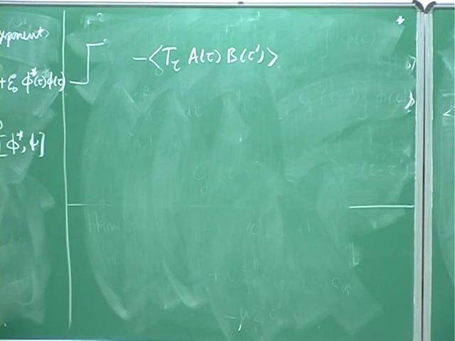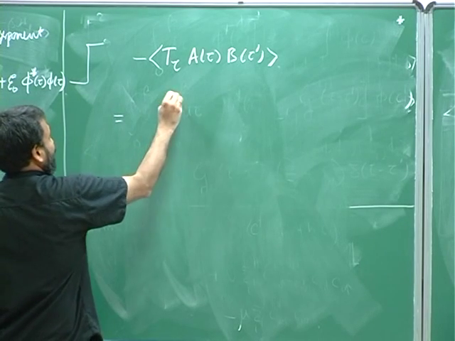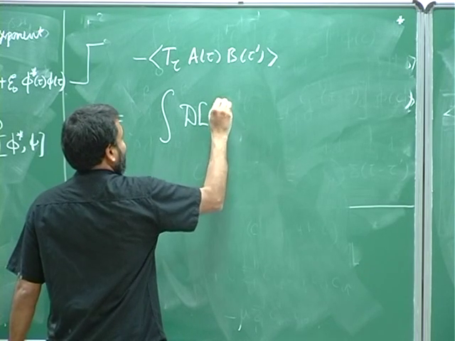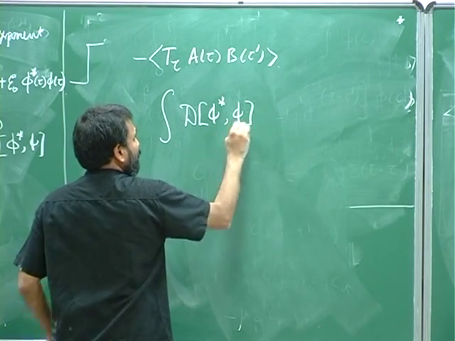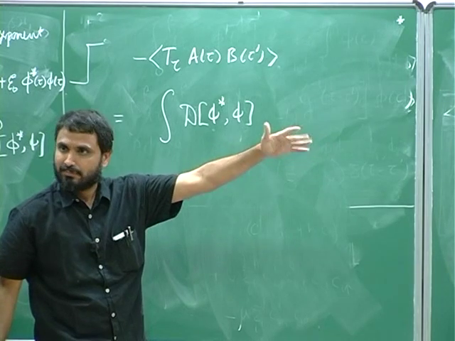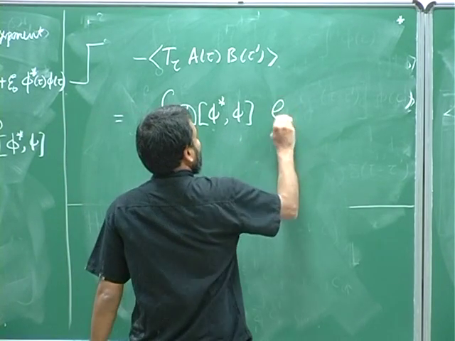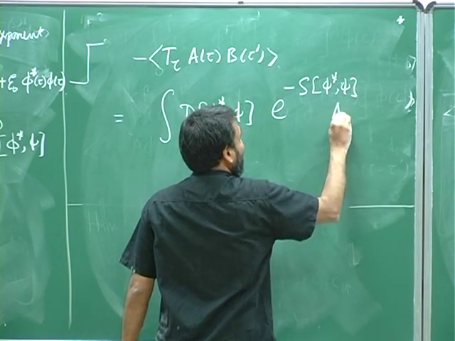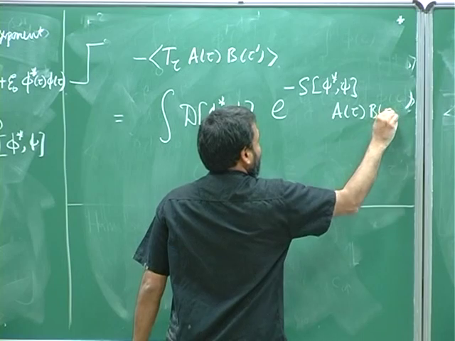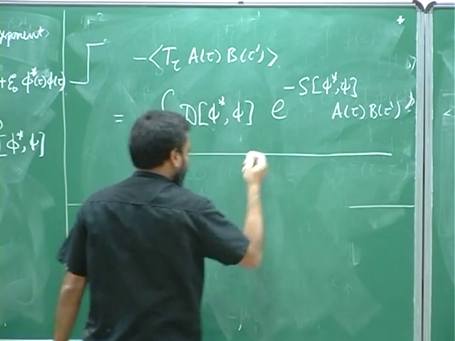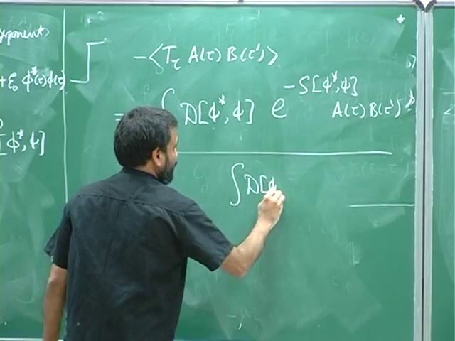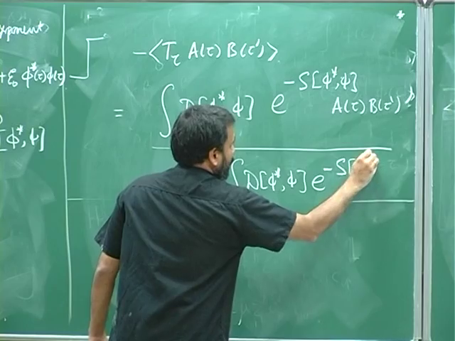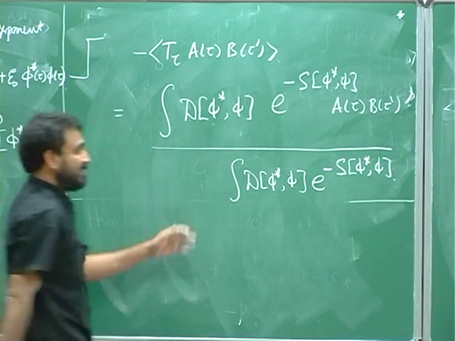The rule to calculate this, I'll just state as a rule. It's the following: you take a ratio of two path integrals. So I will write everything now. Here phi means the collection of all those guys and so on. So this is e to the minus S of phi star phi, with a at tau and b at tau prime, divided by the partition function, which is the same thing. Okay, so this is the final result.